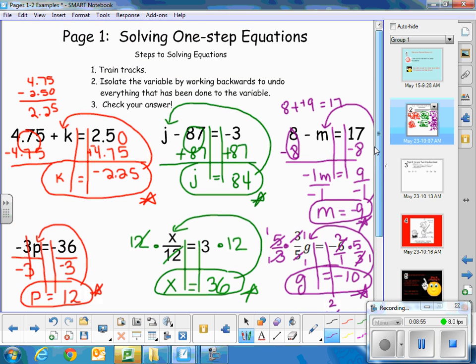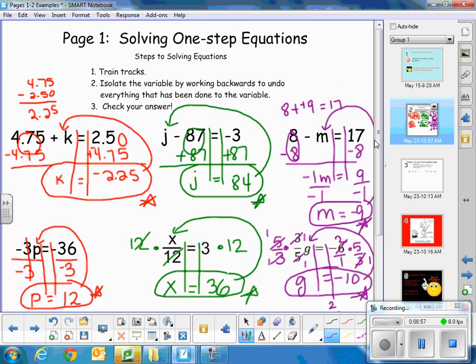In order for you to get this first page of your packet checked off, your work needs to look exactly like mine. I should see train tracks, I should see adding to both sides, subtracting from both sides, multiplying both sides, or dividing both sides. And if you want to not have to redo, you might want to make sure you check your work before you bring it up to me.